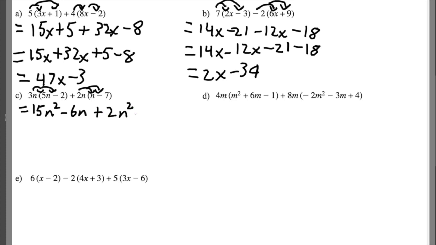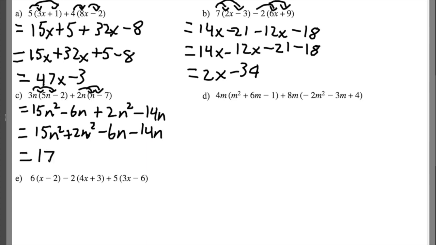So from here, again, we're going to collect like terms. 15n squared plus 2n squared, and then we're going to get minus 6n minus 14n, and this will give us 17n squared minus 20n.